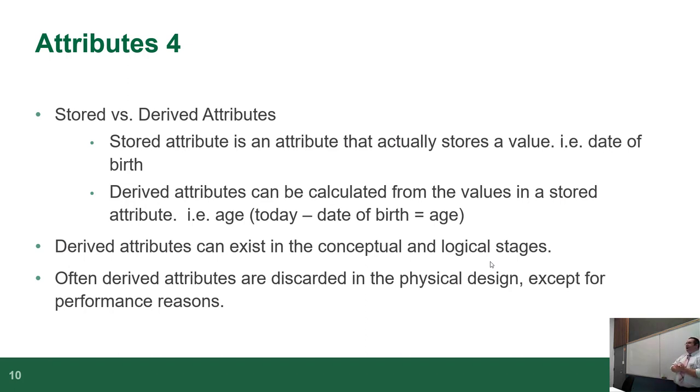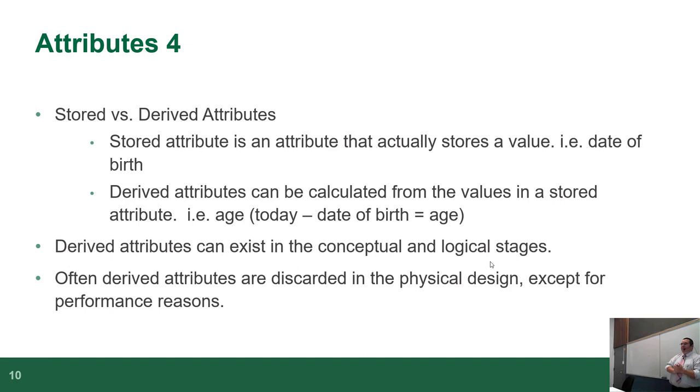Now, stored versus derived attributes. There's two kinds of attributes. One is a real attribute, one's a virtual attribute. A stored attribute is an attribute that actually stores a value. Again, date of birth. That is a real value. Well, as much as time is a real thing, it is a real value. You have one date of birth. End of story, it's a thing.